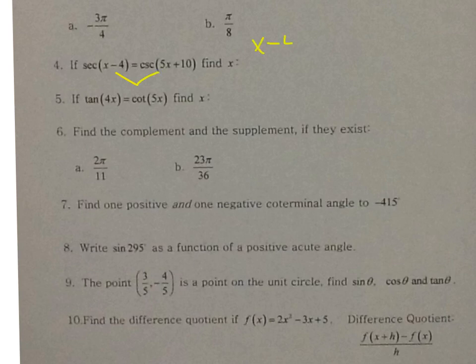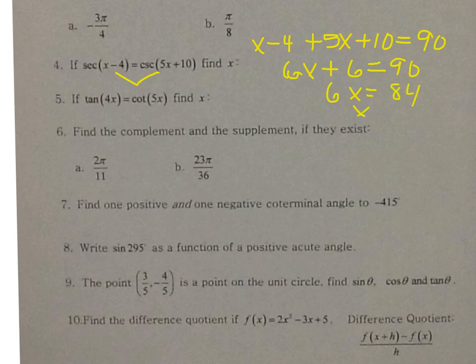So x minus 4 plus, I'm sorry, they add to 90, not 180. I'm sorry about that. They add to 90. They're complements. All right, so combine like terms, so we have x plus 5x is 6x, and negative 4 plus 10 is 6, equals 90. Minus 6 from both sides, so we get 6x equals 84. So now divide both sides by 6, so 84 divided by 6 is 14. So x is equal to 14.